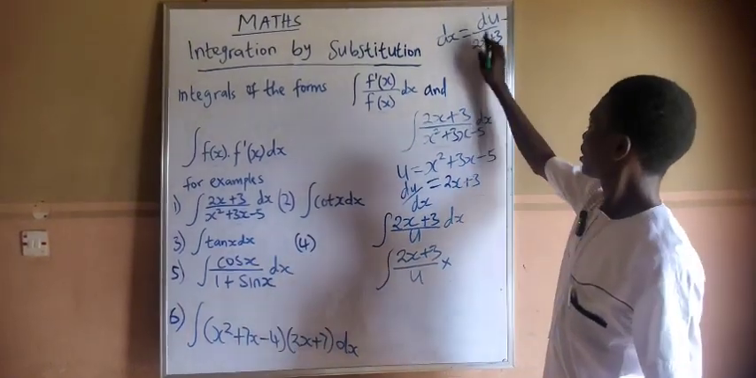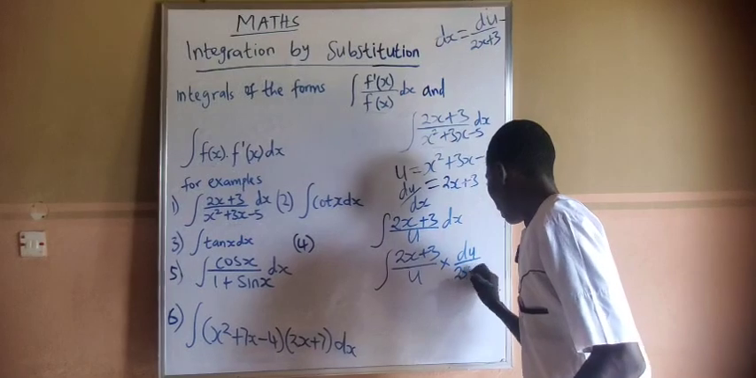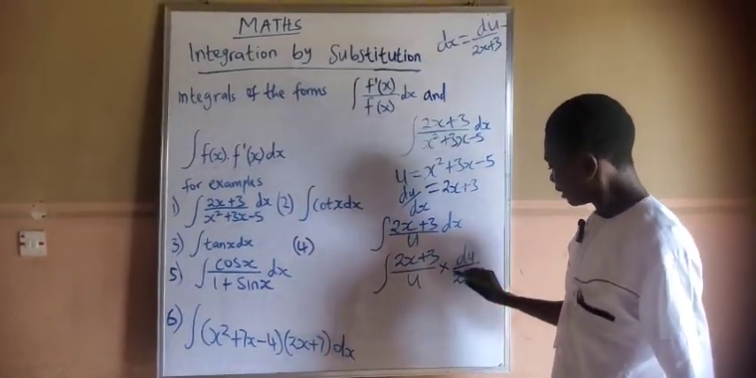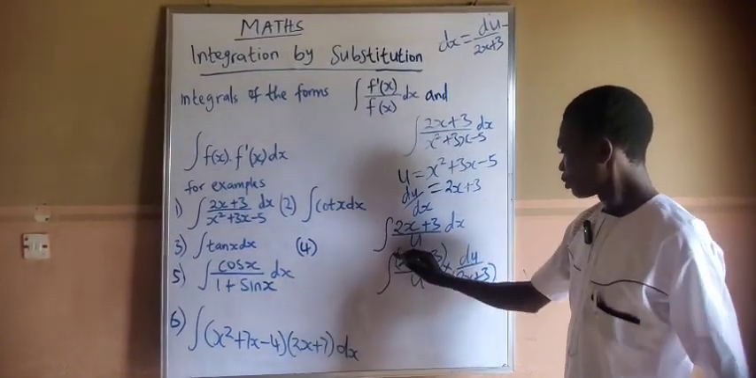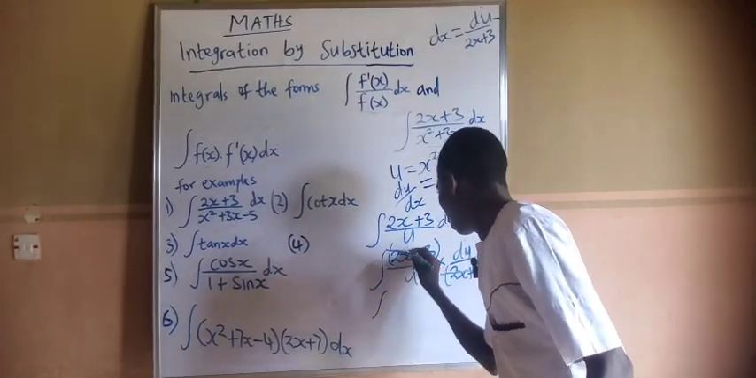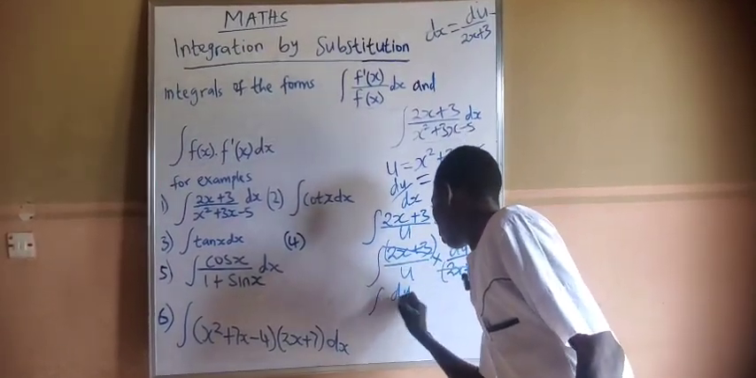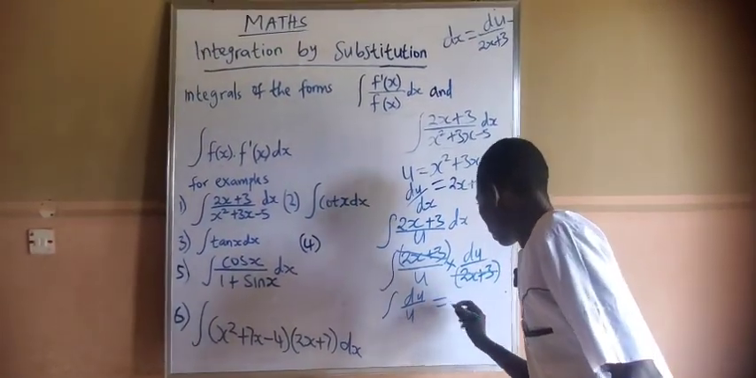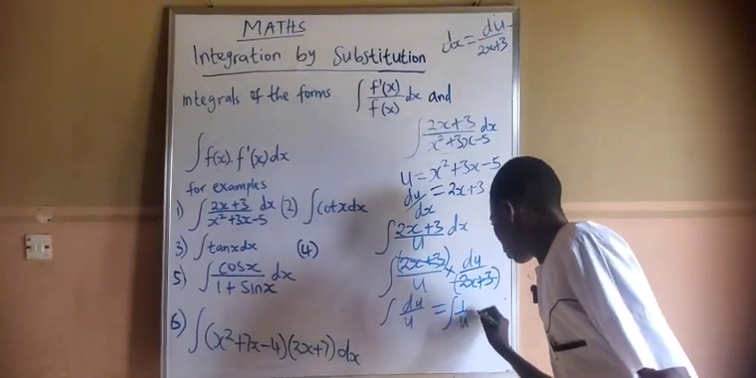The dx. dx is equal to what? du over 2x plus 3. So you can see that this is 2x plus 3 and this is also 2x plus 3, so they cancel each other. We are now left with the integral of du over u. You can also rewrite this as 1 over u du.